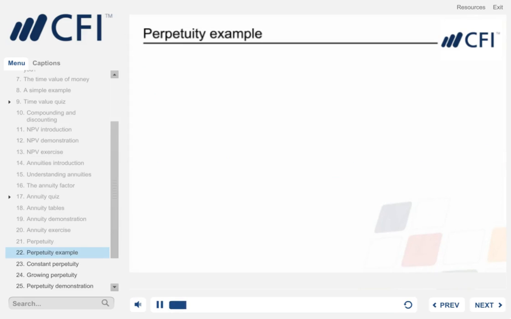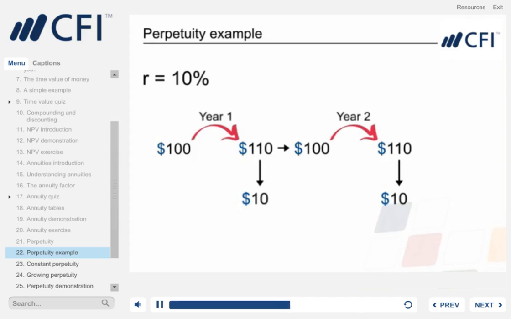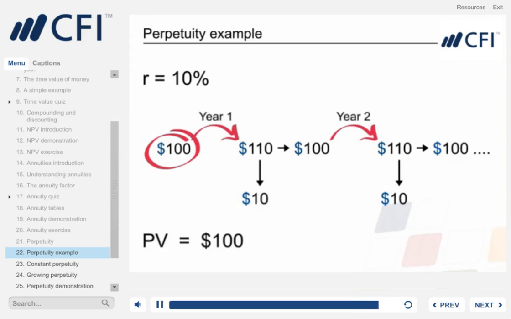Let's say we deposit $100 today. If interest rates are 10%, in 1 year's time I would have $110. I could withdraw $10, leaving $100. I leave this $100 in the bank for another year, and at the end of year 2, I would again have $110. I could withdraw $10, leaving $100, and so on. In other words, I have created a stream of $10 every year forever, starting with $100. Therefore, the present value of a perpetuity, if interest rates were 10%, paying $10 every year is $100, which we can also write as $10 divided by 10%.